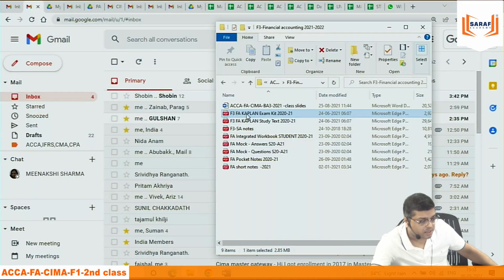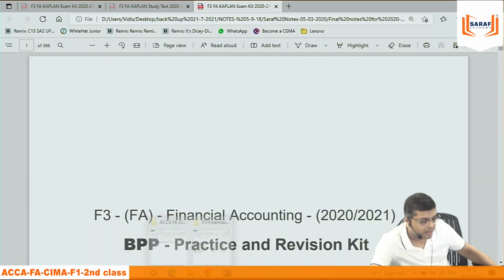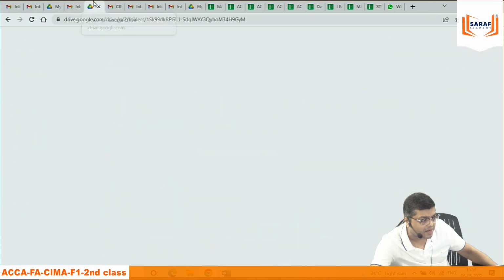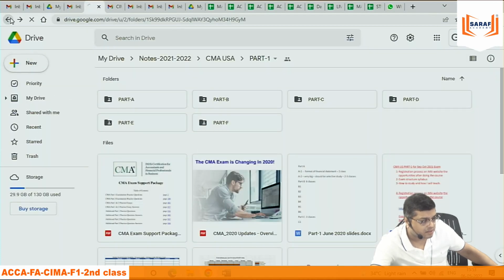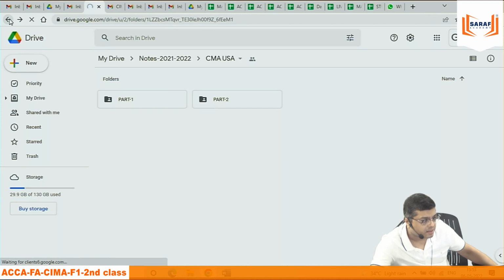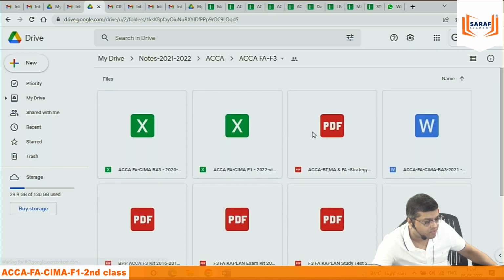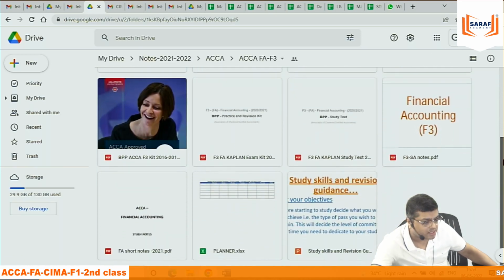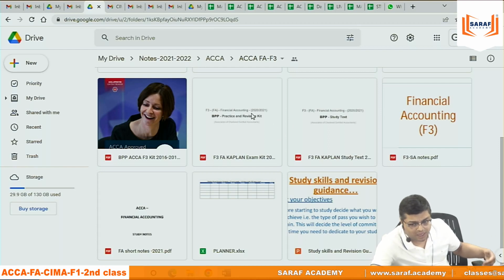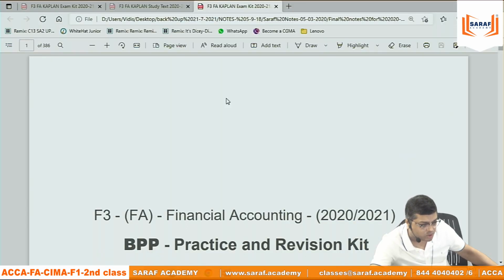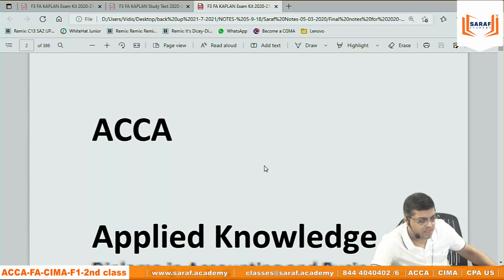Now, this is the Kaplan exam kit. The Kaplan exam kit is opened. I had given the Kaplan exam kit by mail to all of you in the last class. This is the ACCA Google Drive, under ACCA Google Drive FA-F3. Now the Kaplan exam kit you can see here: Study text, Kaplan exam kit. You should download all the materials from here so that you can open them and you don't have to go to Google Drive again and again. But this is what I am opening in the class and using, the Kaplan exam kit.